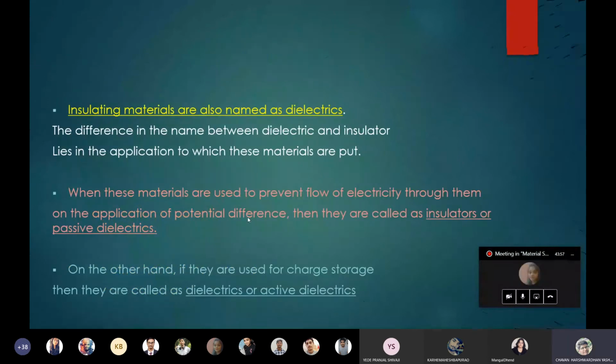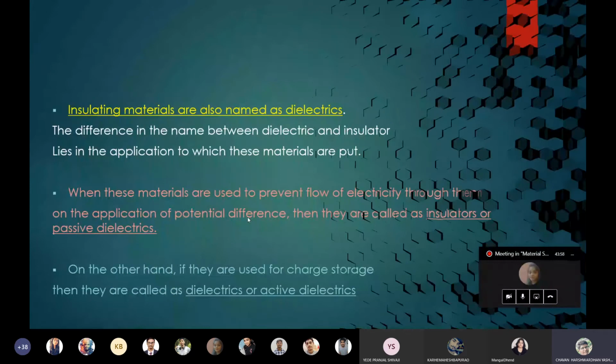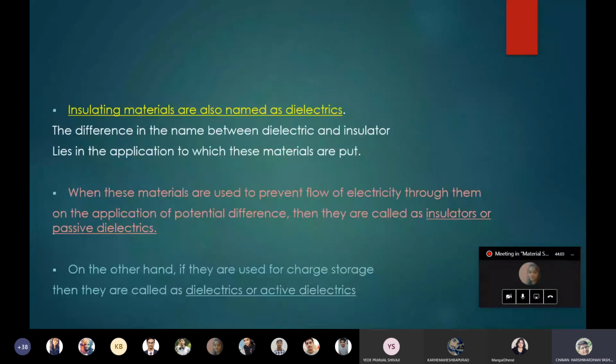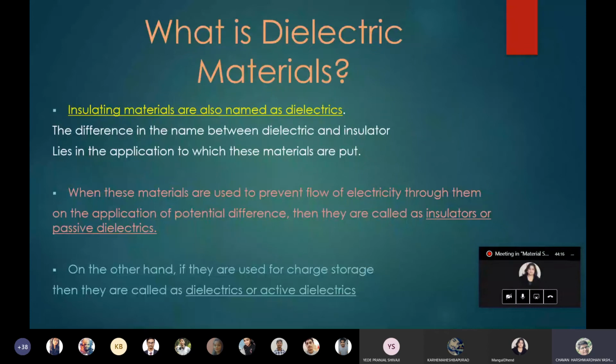Insulating materials are named as dielectrics. The difference in the name between dielectric and insulator lies in the application to which these materials are put. When these materials are used to prevent flow of electricity on the application of potential difference, they are called insulators or passive dielectrics. On the other hand, if they are used for charge storage, they are called dielectrics or active dielectrics.